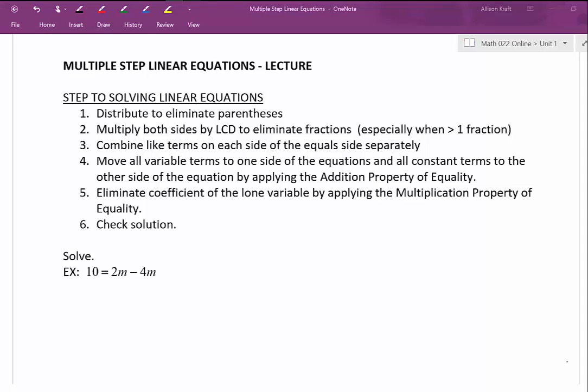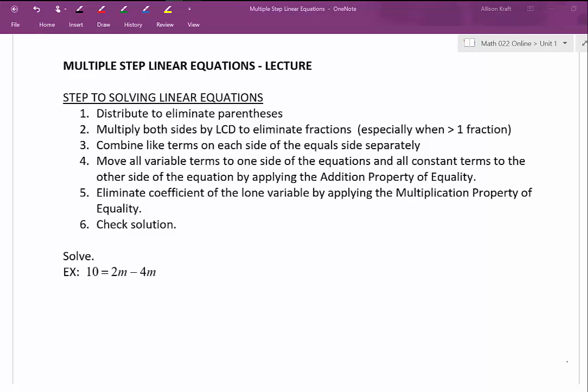In this lecture, we will be solving linear equations that require multiple steps to solve. The steps that we want to take when solving linear equations is first to distribute, eliminating any parentheses. Second, we want to multiply both sides by the least common denominator to eliminate fractions. We do this especially when we have more than one fraction.